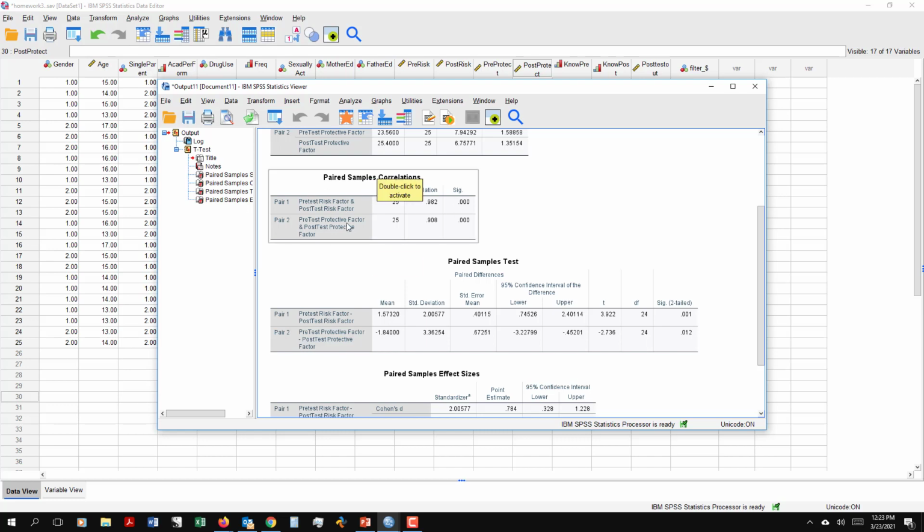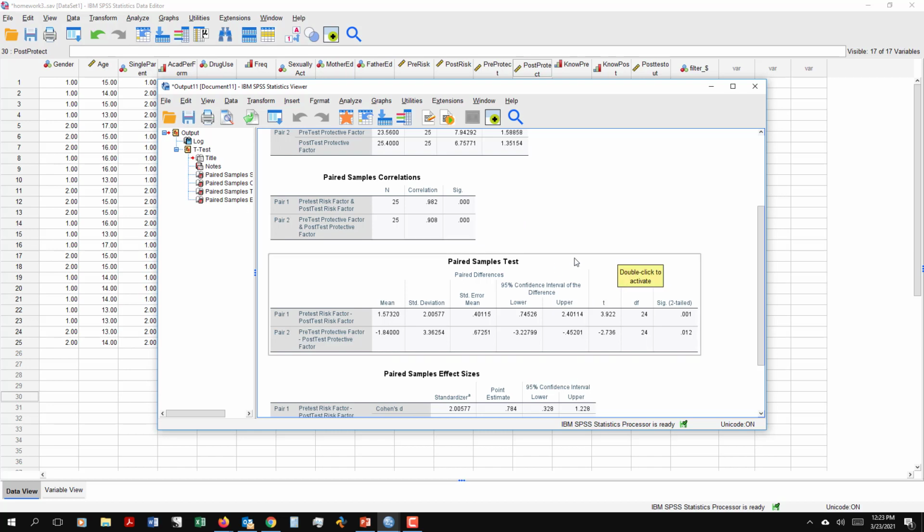This right here can be kind of tricky. This is paired samples correlation. Your paired samples should be highly, highly correlated because you're given the same test, one from pre-test to post-test. If you don't have significance here and if you don't have a high correlation, there's a problem somewhere. So this is just informative.